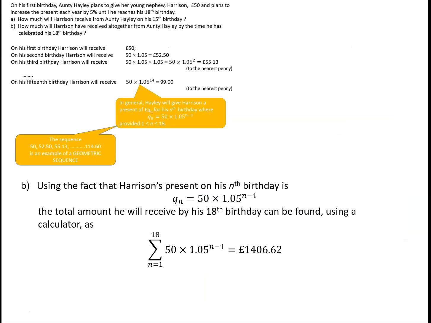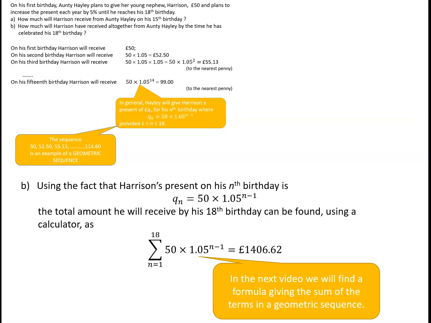We can use the sigma notation on our calculator to calculate the total amount that Harrison will receive after he's celebrated his 18th birthday, by working out the sum from n equals 1 to 18 of Qn, the amount he receives on his nth birthday. So that's the sum from 1 to 18 of 50 times 1.05 to the power n minus 1. Using our calculator we should be able to show that that is £1,406.62.